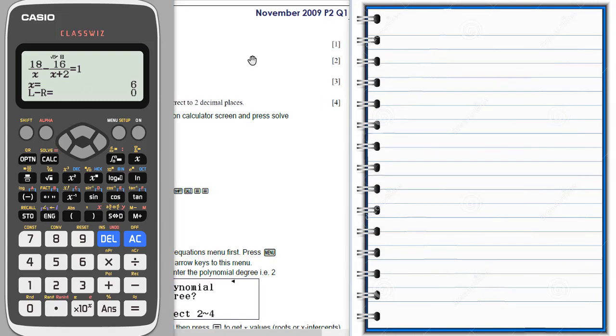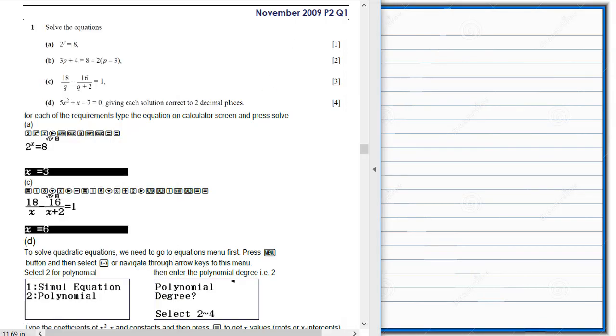Now we have to solve the second requirement of the question. We have been given a quadratic equation, 5x squared plus x minus 7 is equal to 0. We have to solve this equation giving the answer to two decimal places. Whenever it says to two decimal places, that means we are going to get answers in decimals, and we cannot factorize it. We must use the quadratic formula to solve this question.